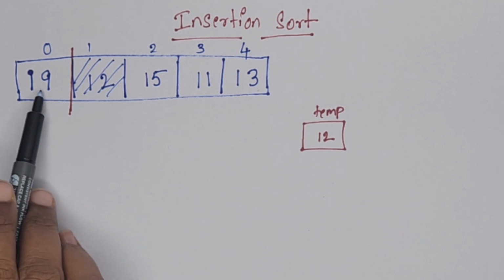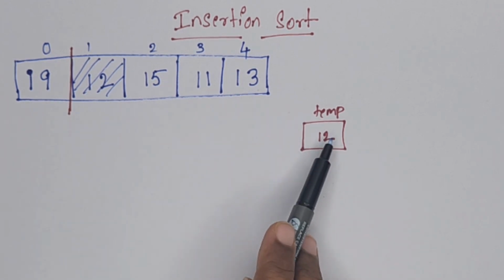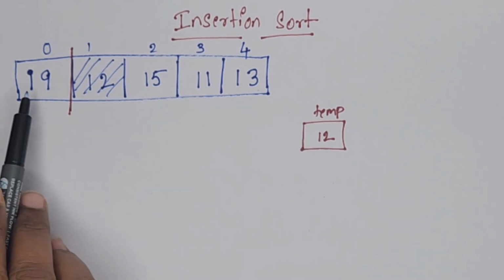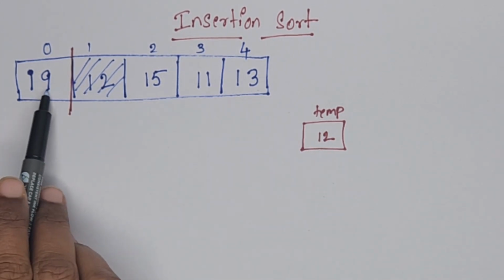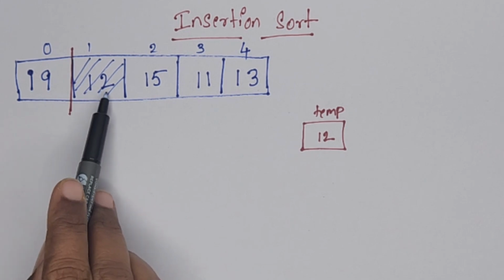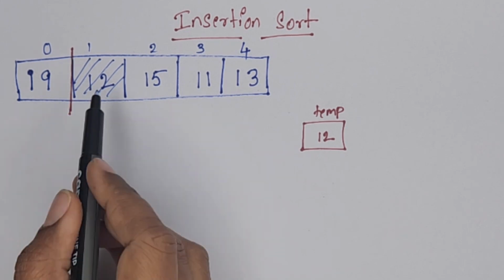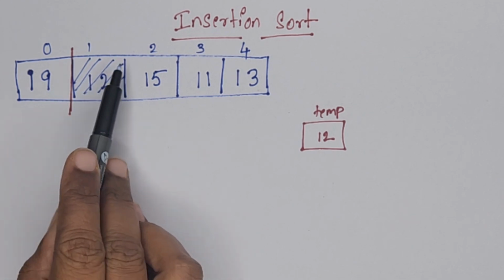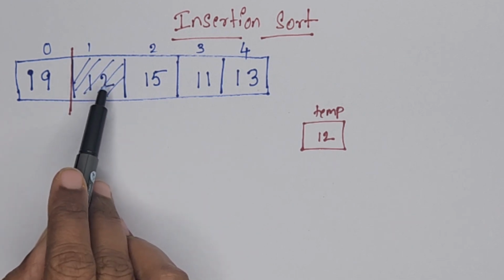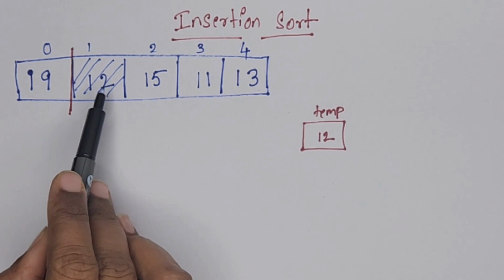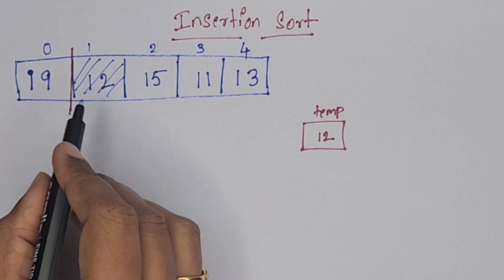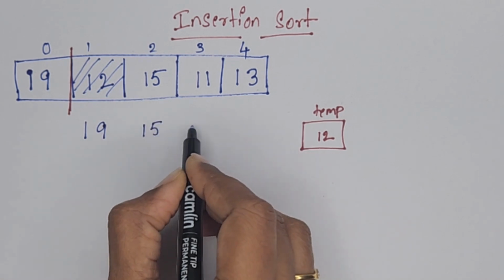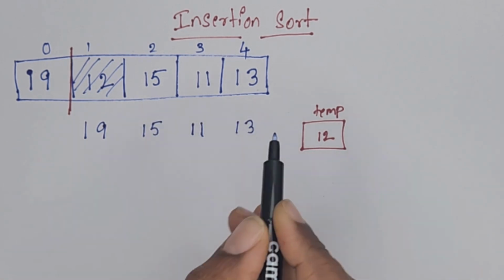In the sorted array, there is only one element. We have to compare 19 and 12. Now, is 19 greater than 12? Yes. So 19 is shifted one place to the right. We have to move to the right side. In this place, as I already said, assume it is an empty place. You can overwrite this value. Now I can shift 19 to the next place. See 19, and the remaining elements as they are. We are not changing the remaining elements.